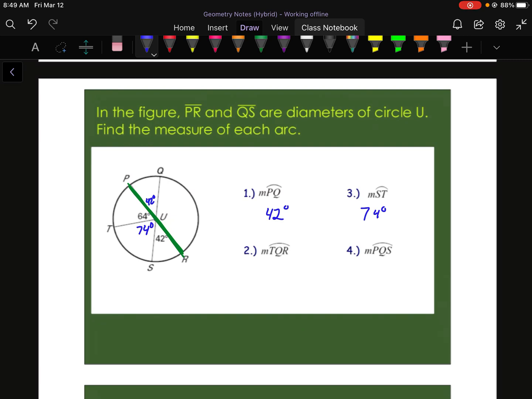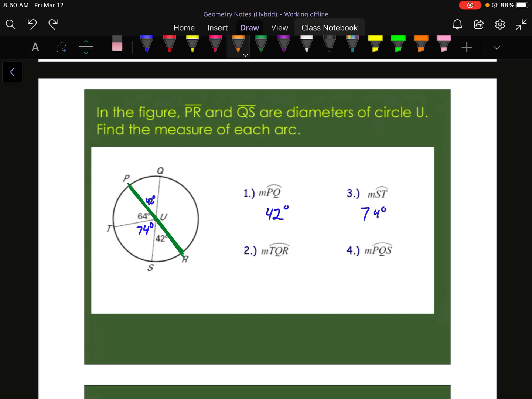TQR. So just a little trick about identifying minor and major arcs. First of all, minor arcs we usually label with 2 letters. Major arcs we label with 3. So number 1 and number 3, those are minor arcs. They should be less than 180 degrees. Number 2, before I even do the problem here, I know I'm given 3 letters for an arc. It should be a major arc, which means I should have more than 180 degrees. So let's find out. It could be a semicircle as well, I guess. But I know it's going to be 180 degrees or more.